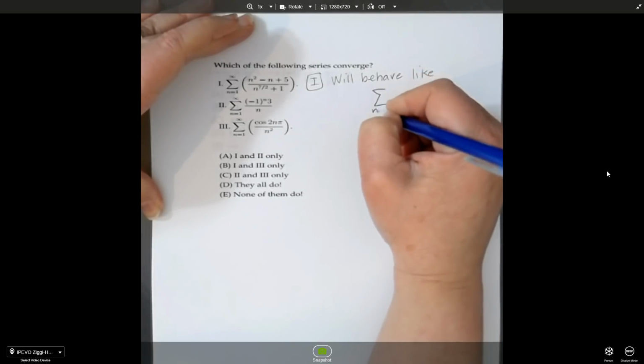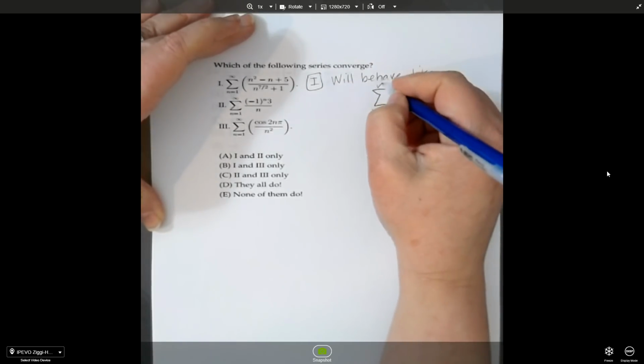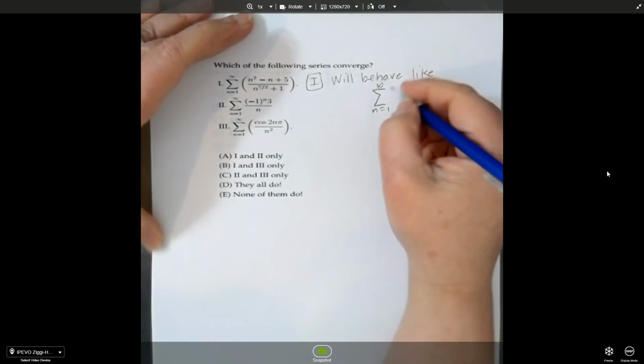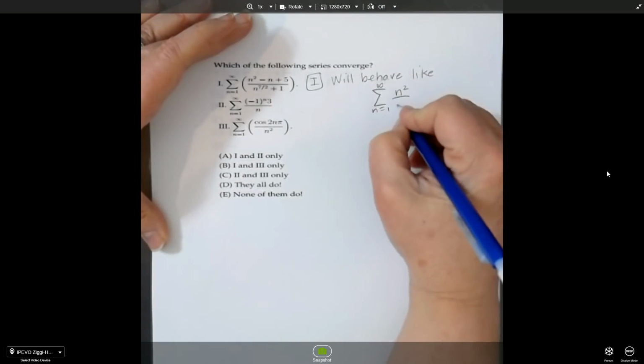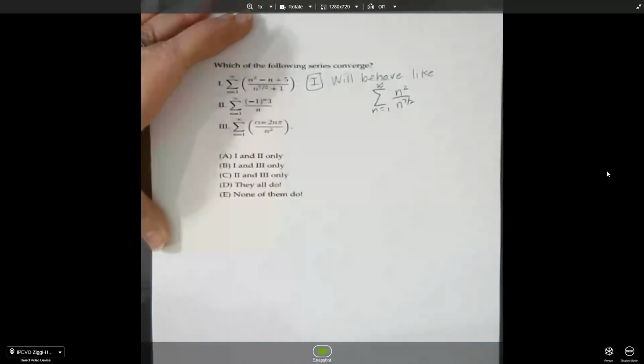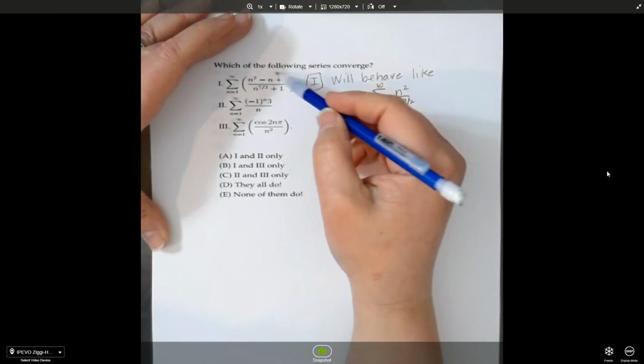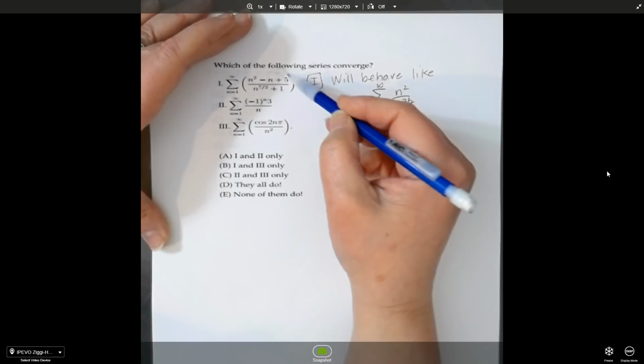the sum from n equals 1 to infinity of n squared over n to the 7/2. Okay? And you can do direct comparison or the limit comparison test, and you'll see that they do indeed behave similarly. But I'm going to appeal to your intuition, and when n gets very large, these don't matter very much.